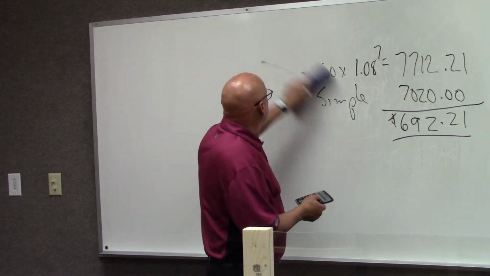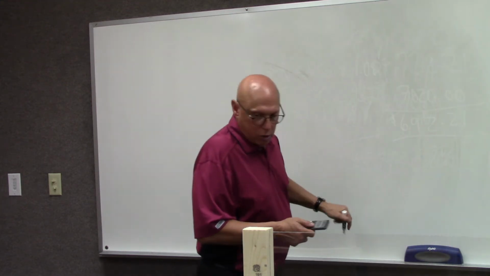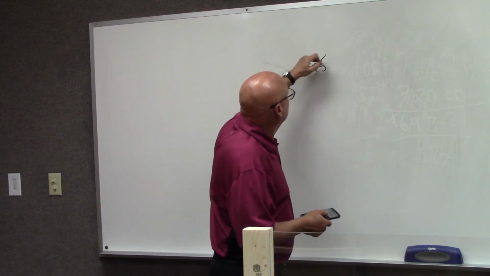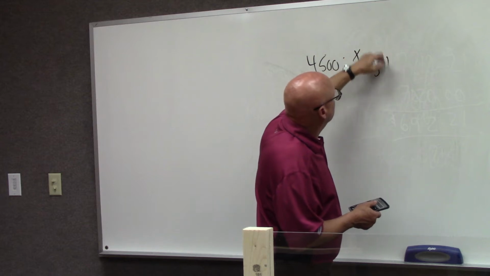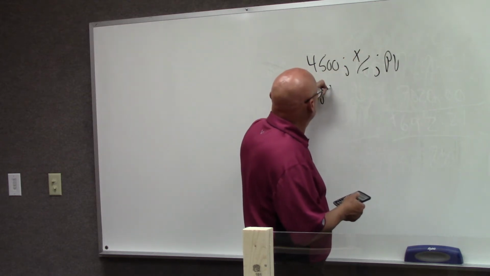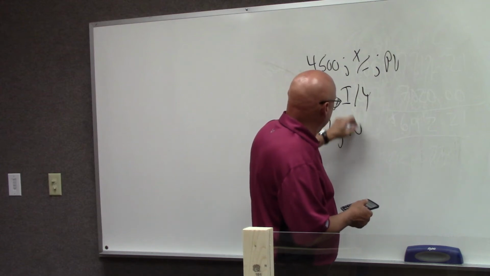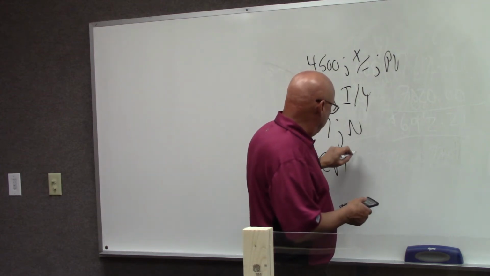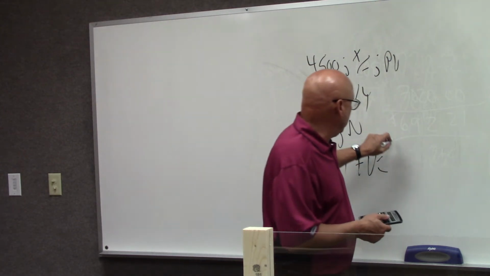Now, let's solve this problem using the financial keys. So we have 4,500, plus minus is our present value. 8 is our I/Y. 7 is our N. Compute future value. And we get 7,712.21.